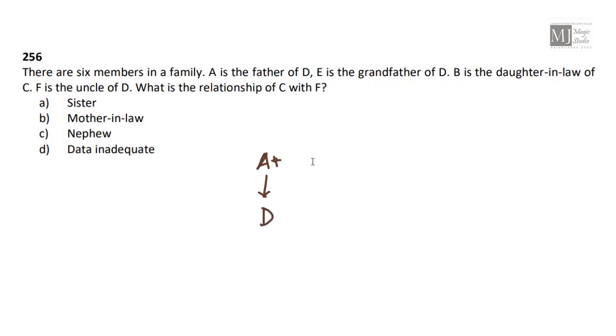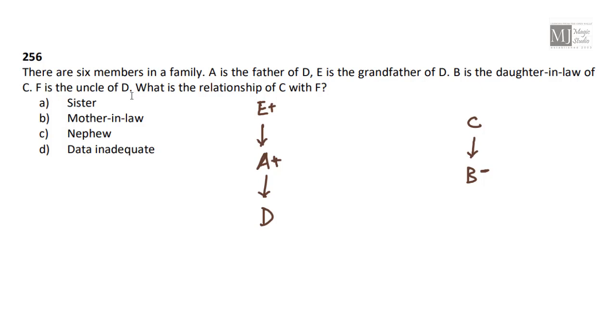E is grandfather of D. That means E should be above A with plus sign. That means E is father of A. B is the daughter-in-law of C. That means C should be here and B is daughter-in-law of C. That means B is female.